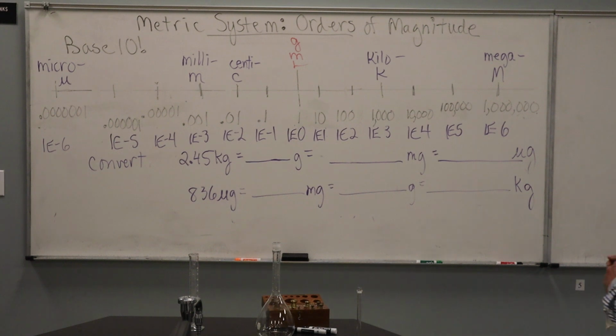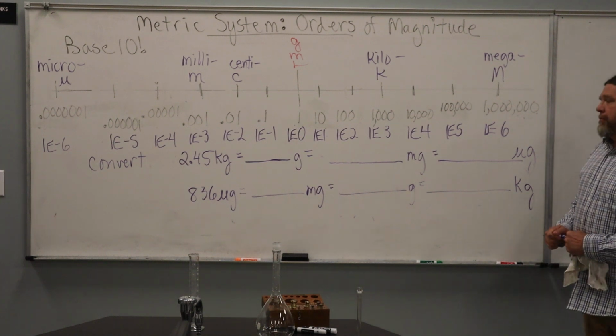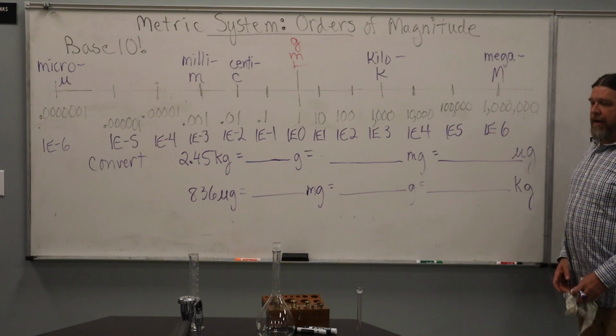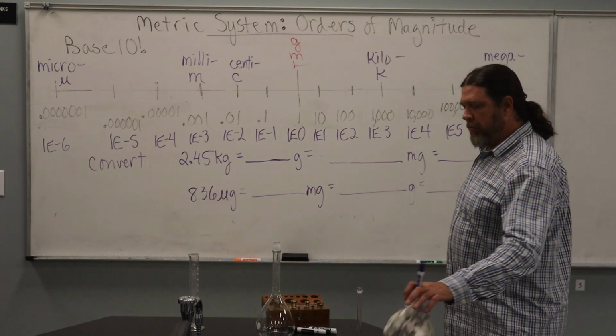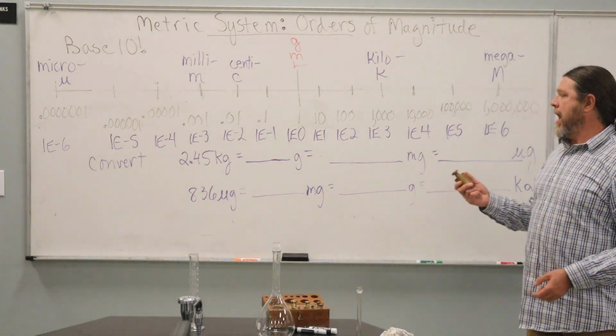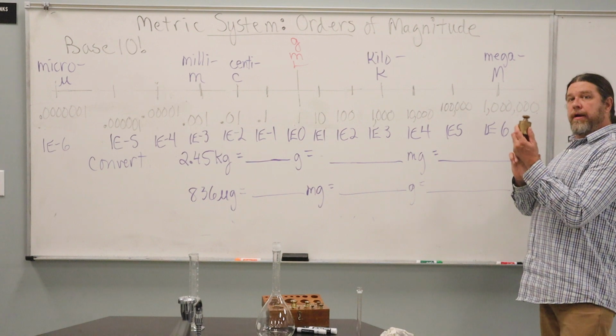Okay, folks, let's do a couple of examples of metric conversions here. So we've got some mass. That's something we can see with our weights here. So we're starting off with 2.5 kilograms. Well, here's a kilogram right here.